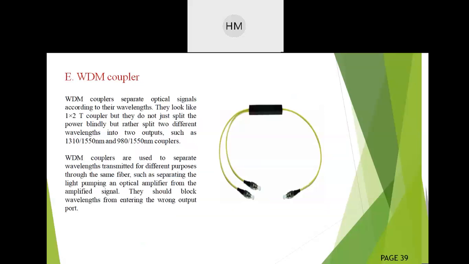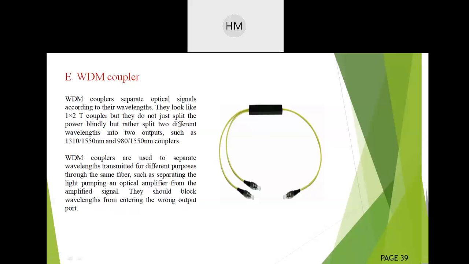WDM couplers. These are the wavelength division multiplexer couplers, which separate optical signals according to their wavelength. What happens here? Depending on the input wavelengths, it is transmitting the signal. They look like a 1 cross 2 T coupler. It's a T coupler only, 1 input, 2 outputs.